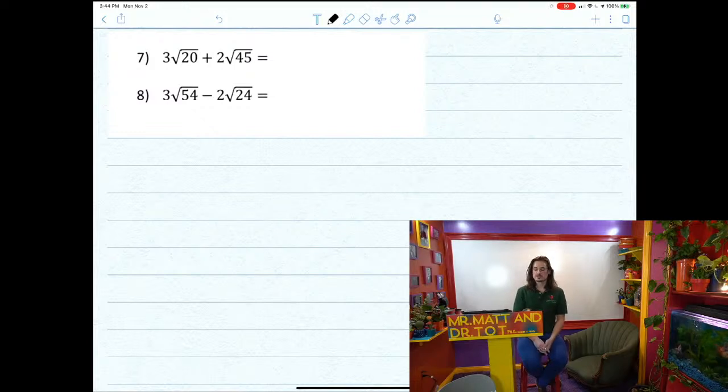Notice I read those a little bit differently, but they are exactly the same statements as we were saying before. We could also say this. Number 7 is 3 root 20 plus 2 root 45. And 8 we could also say as 3 root 54 minus 2 root 24. I'll give you 4 minutes, and then I'll give you the answers.